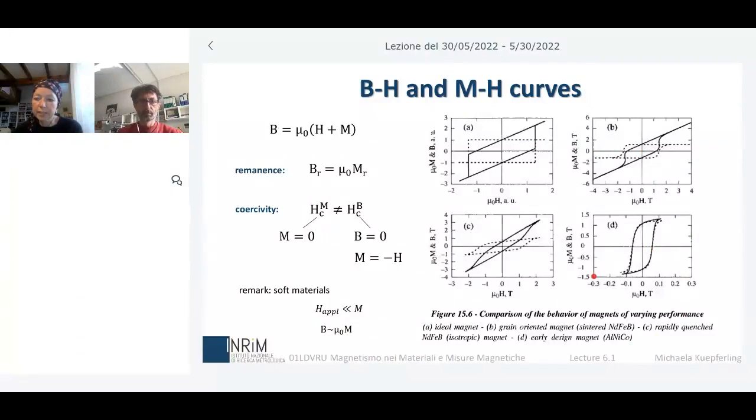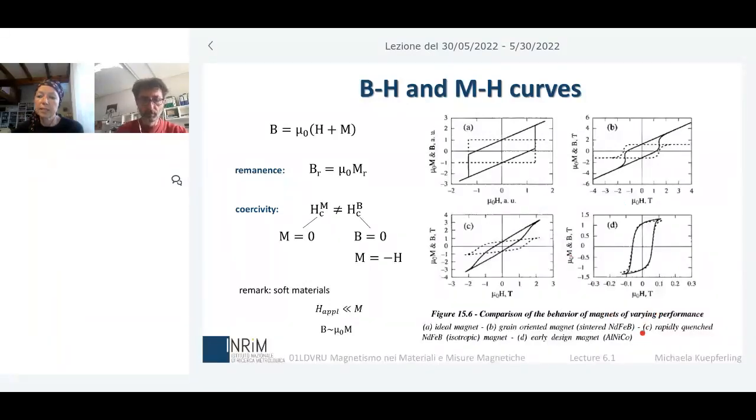Another thing that you can see in this slide is already to touch immediately the different kinds of materials. Here in subgraph B, we have, for example, a neodymium iron boron magnet. This is grain oriented. And then we have, on the other hand, in C, an isotropic neodymium iron boron. So these are the materials which are most used nowadays. We see the differences between the different kinds of magnetic materials in these lectures.